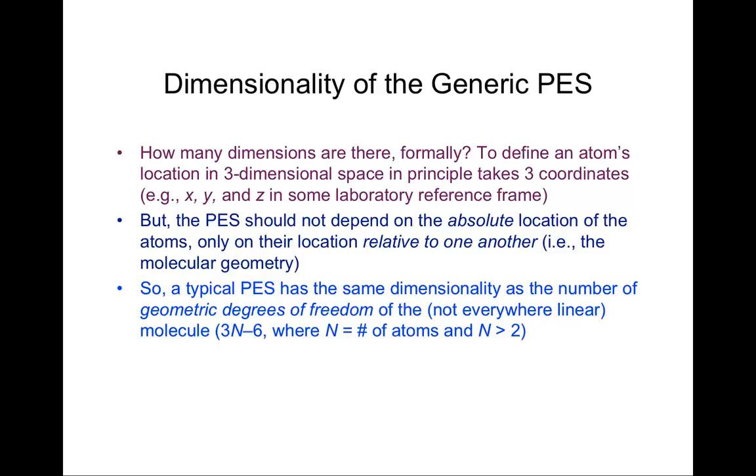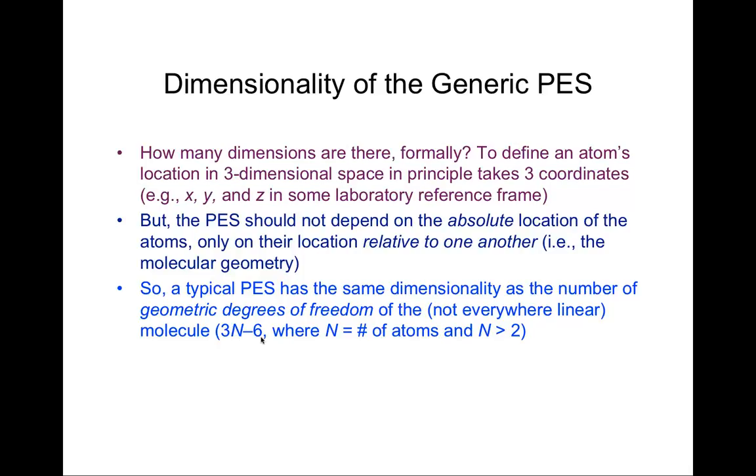Moreover, not only can I translate that center of mass to any position in space, but I should as well be able to rotate about each of the absolute spatial axes, x, y, and z, and still not have an effect on the energy. So since I can twirl my molecule about any of these axes, that's another 3 dimensions that I can remove from having an influence on the energy. And as a result, for a molecule, there's really 3n-6 degrees of freedom.